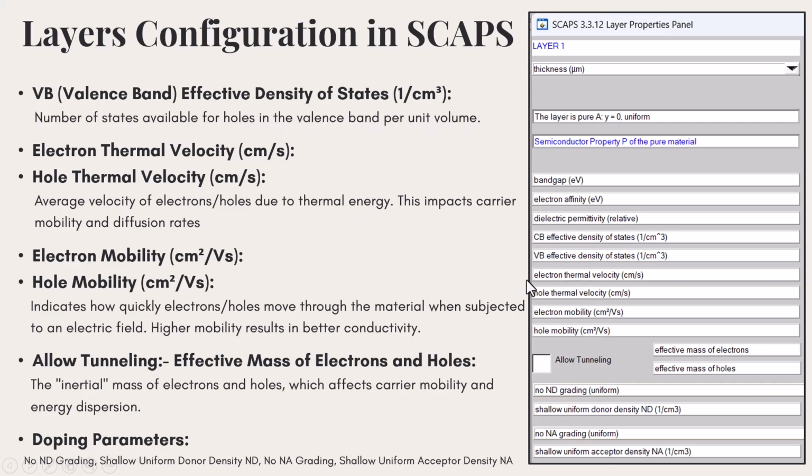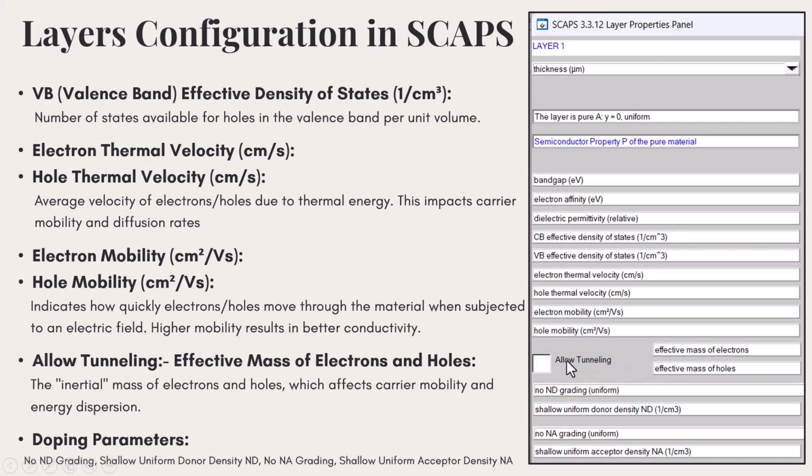Next, we have the electron thermal velocity and the hole thermal velocity. This is the average velocity the electrons or holes exert due to thermal energy. It is important because it impacts the carrier mobility and diffusion rate. Next, we have the electron mobility and hole mobility. This indicates how quickly the electron or hole moves through the material when subjected to an electric field. Higher mobility results in better conductivity.